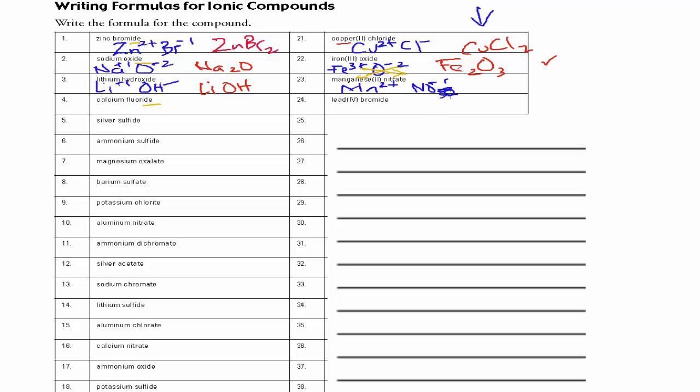But what you can do is use brackets. So now it's Mn, bracket, nitrate, and you need 2 of them. And then check your answer. 2 times -1 is -2, which balances the +2.